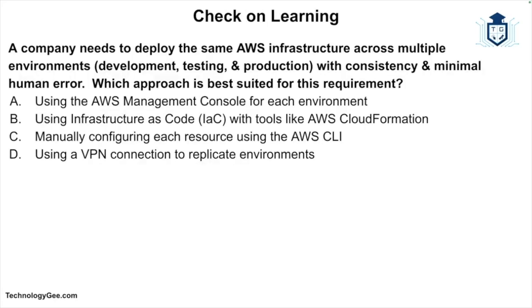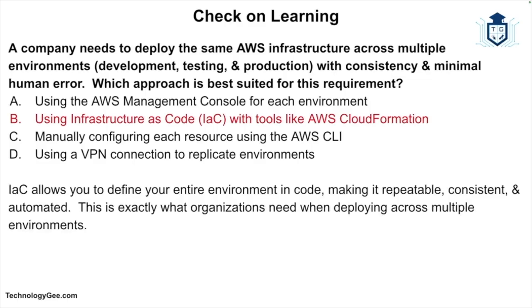All right, so with all that being said, let's do some check on learning. Our first question is: a company needs to deploy the same AWS infrastructure across multiple environments with consistency and minimal human error. Which approach is best suited for this requirement? Is it using the AWS Management Console for each environment? Is it using infrastructure as code with tools like AWS CloudFormation? Is it manually configuring each resource using the AWS CLI? Or is it using a VPN connection to replicate environments?